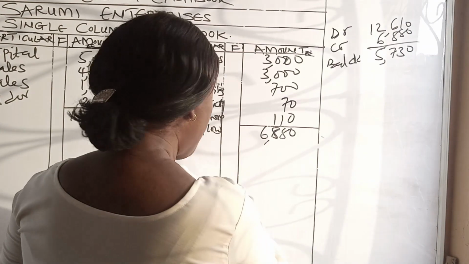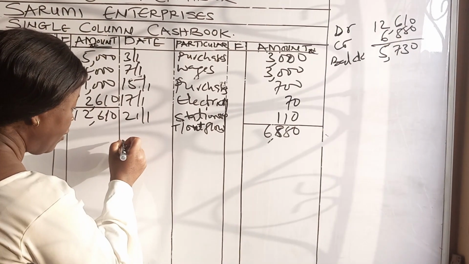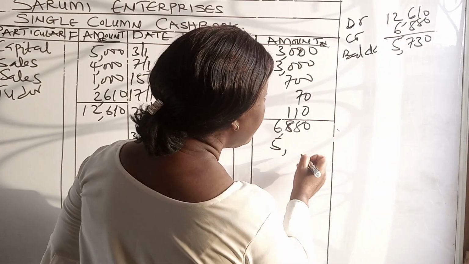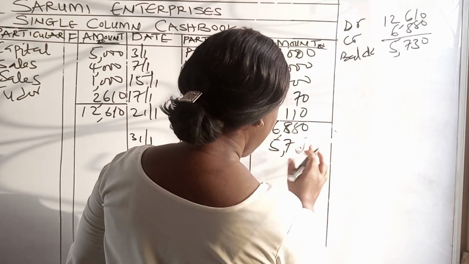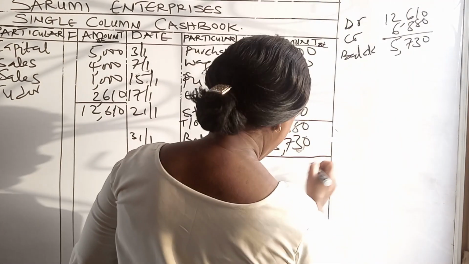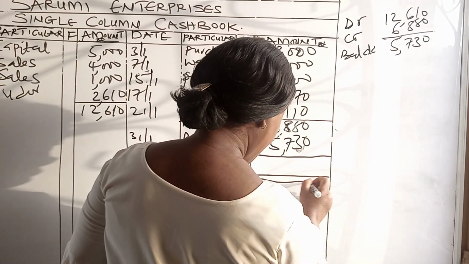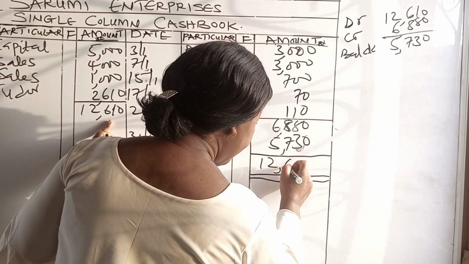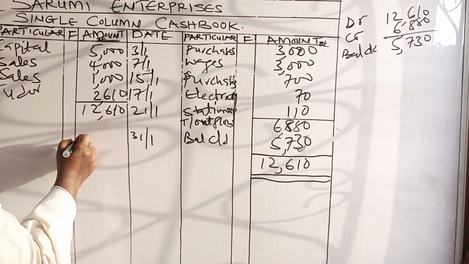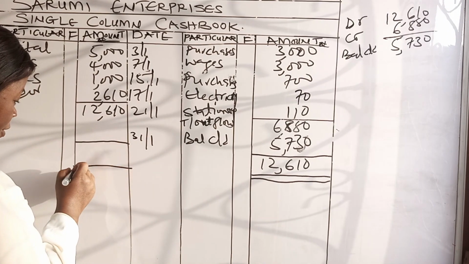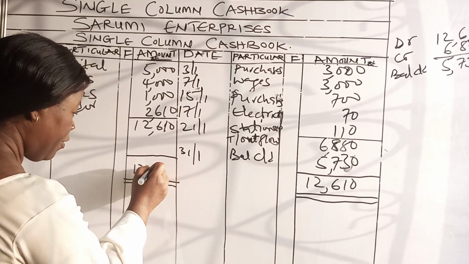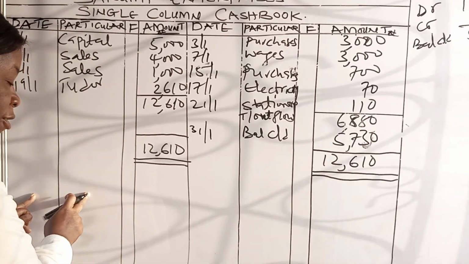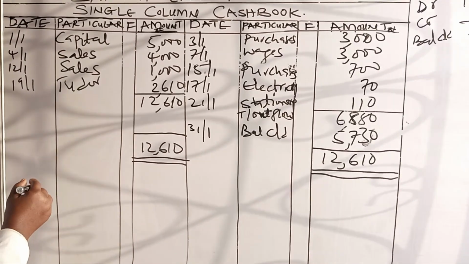So that would be the balance to be carried down to the next month. So 31.1, balance carried down is 5,730 naira. When we add the two together, it must always give us the largest amount, the same amount written on the debit side, that is the amount that was received, 12,610 naira. So this balance will be taken down to the debit side on the first day of the next month.